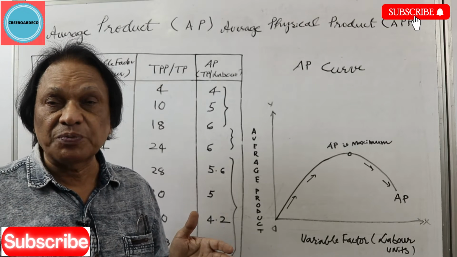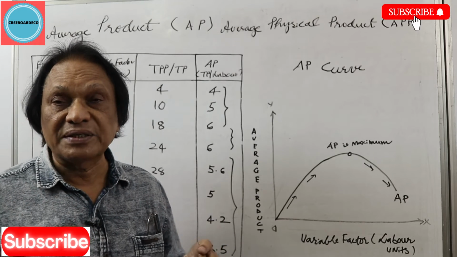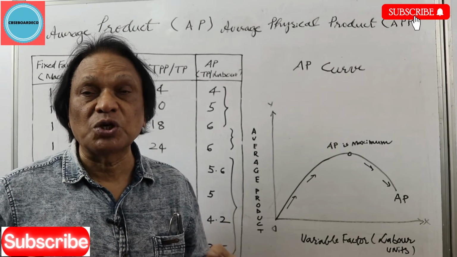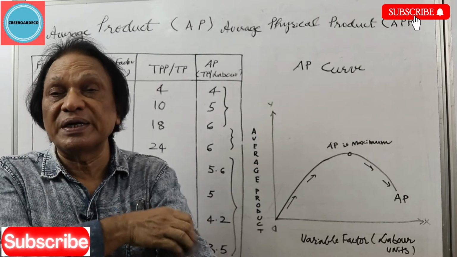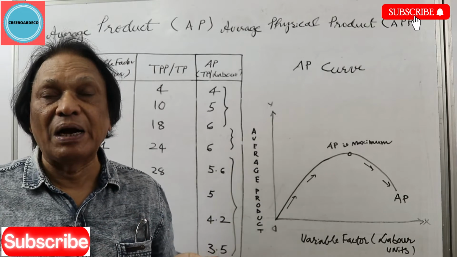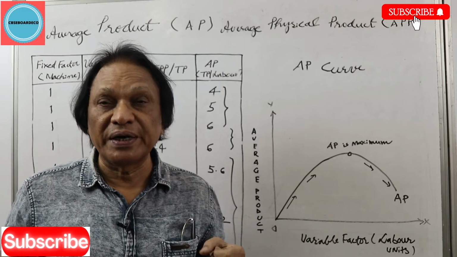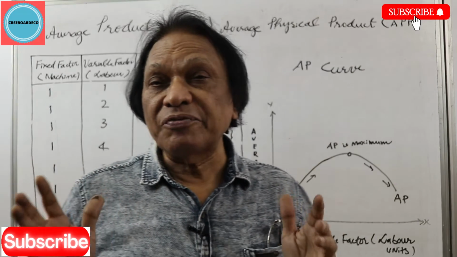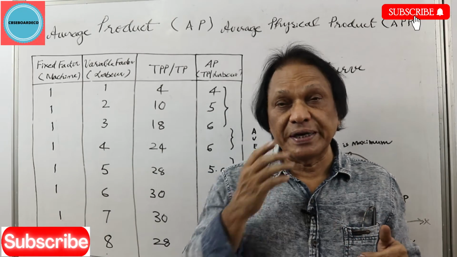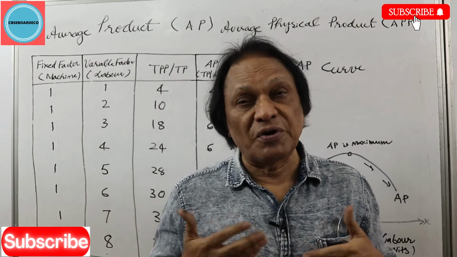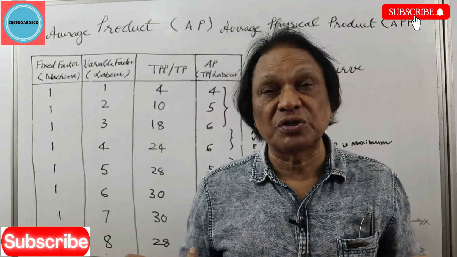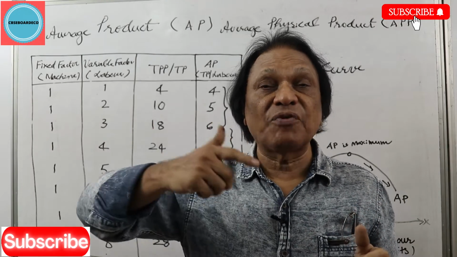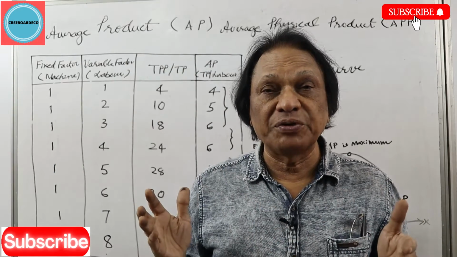What exactly is average product? Or you can call it average output, or average physical units. So mostly we call it average product, AP or APP, average physical product. Average product is on average how many units of output each laborer is giving to the firm. We can find out average product by dividing the total product by the number of labor units.